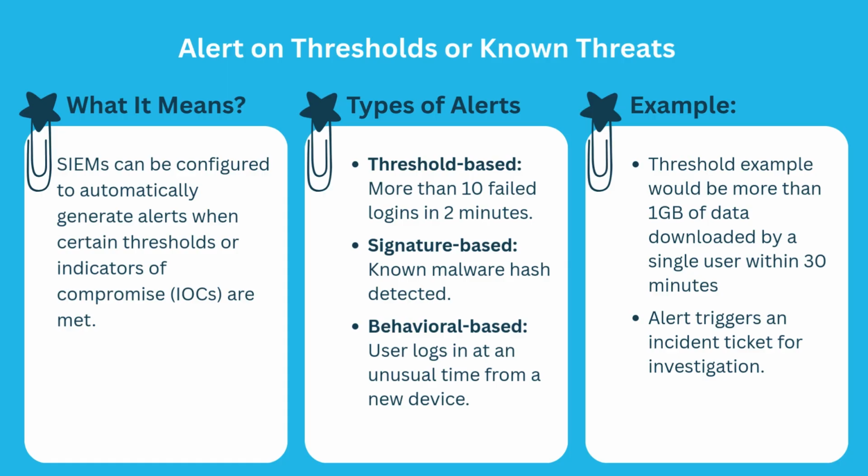Threshold alerts go off when activity crosses a set limit. For example, too many failed logins in a short time might signal a brute force attack. These alerts help catch unusual behavior that doesn't match normal patterns. SIEMs also look for known threats, like malware signatures or blacklisted IPs. By integrating with threat intelligence feeds, SIEMs can spot known bad actors and alert security teams immediately. It's like having a constantly updated watch list.